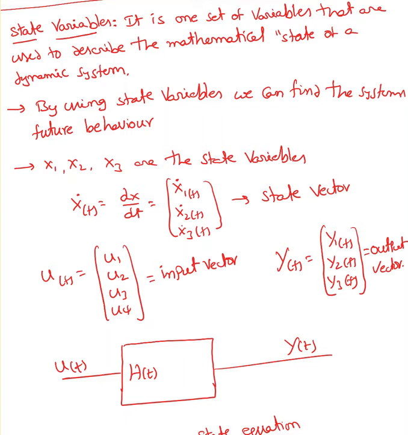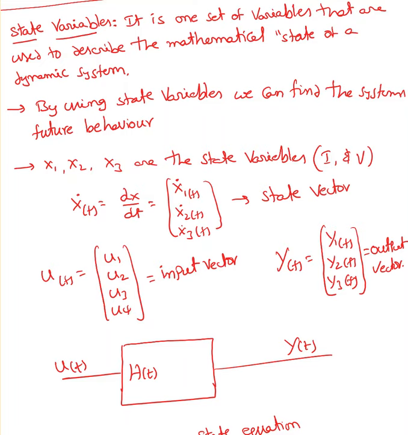A state variable is a set of variables that are used to describe the mathematical state of a dynamic system. By using state variables, we can find the system's future behavior. In this video, I'm going to use x1, x2, x3 as the state variables. Those basically represent I and V in electrical circuits. Depending upon the system, for a mechanical system, those state variables could be velocity, acceleration, direction, those things.